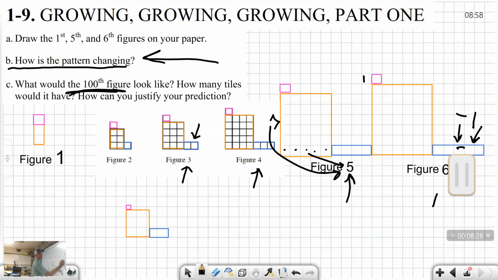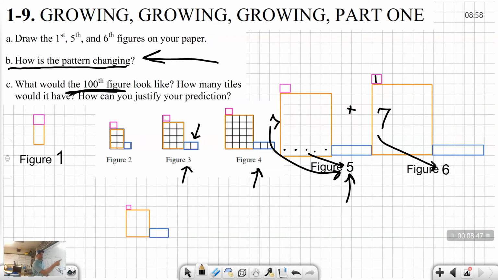So let's go ahead and talk about how we see the 100th figure compared to the patterns that we are developing. Let's use figure 6 as an example. Let's start with the head. Always 1. So in the 100th figure, how big is the head? 1. Okay, I noticed that the body is 7 in figure 6. That means it's 1 more. The body is always 1 taller than the figure number. So that means the height of the body of the 100th figure is 101.